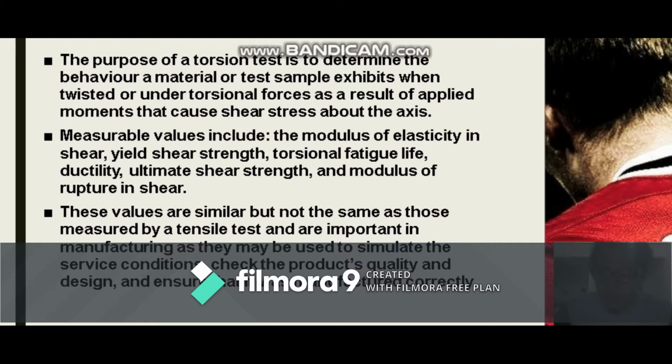Measurable values include the modulus of elasticity in shear, yield shear strength, torsional fatigue life, ductility, ultimate shear strength, and modulus of rupture in shear. These values are similar, but not the same as those measured by a tensile test, and are important in manufacturing as they may be used to simulate service conditions, check the product's quality and design, and ensure that it was manufactured correctly.